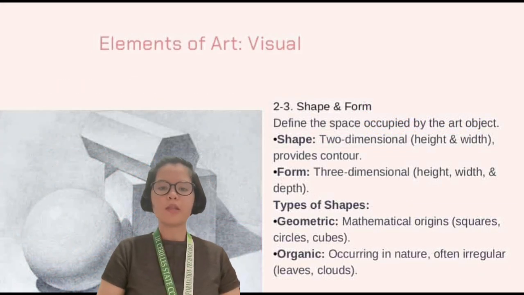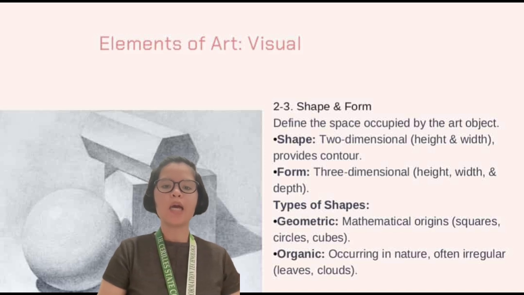We've just talked about line, which is one of the most basic elements of art. Now, lines actually help us create the next element, which is shape and form. Shape is two-dimensional. It only has height and width. For example, when we use lines to close off an area, we create shapes like circles, squares, or triangles. Form, on the other hand, is three-dimensional. It includes not just height and width, but also depth. Forms are what make objects look solid and realistic, like a cube, a sphere, or a sculpture.